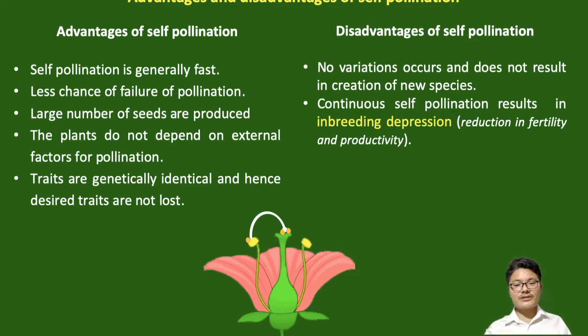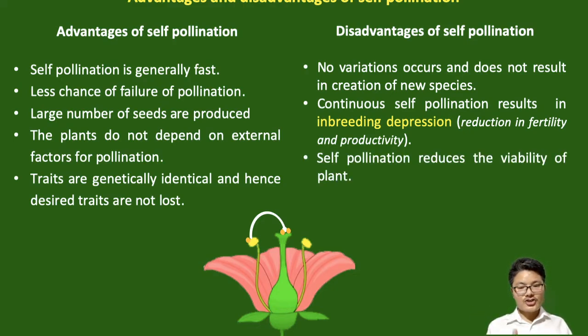If there is continuous self-pollination, then it will lead to inbreeding depression. Inbreeding depression is a problem if self-pollination occurs for, say, 4 to 6 generations. Inbreeding depression here refers to reduction in fertility of the plant. If the plant is becoming sterile, then there is no production of fertile offspring. So if the seeds produced are becoming sterile, then there is no production of fertile plants, and in a way there is reduction in productivity of the plant.